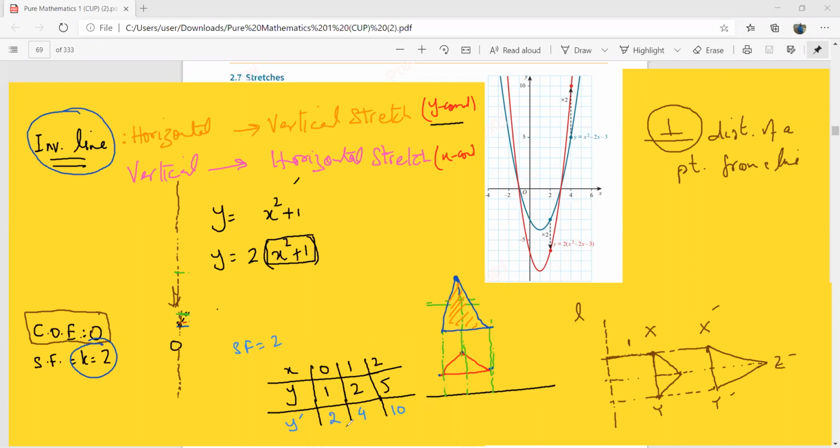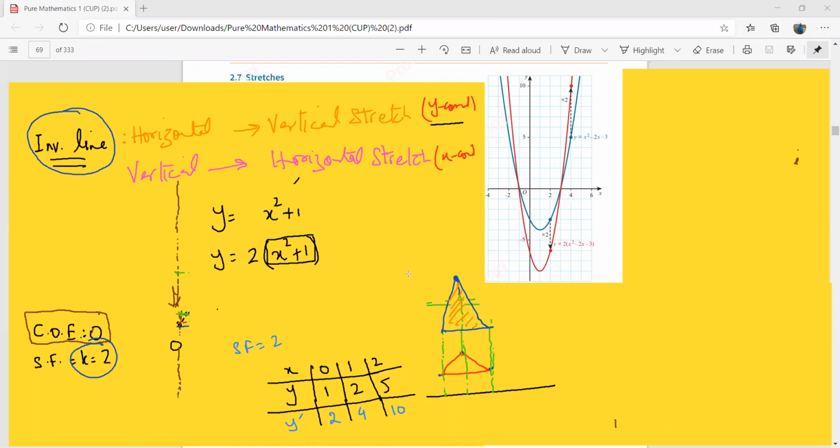Yes, Anna? Now look at this example over here. I wish I could have shown you a bit enlarged. Now the equation for this one is y equal to x squared minus 2x minus 3. This curve is the object over here.